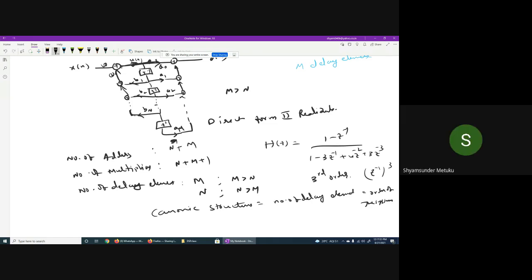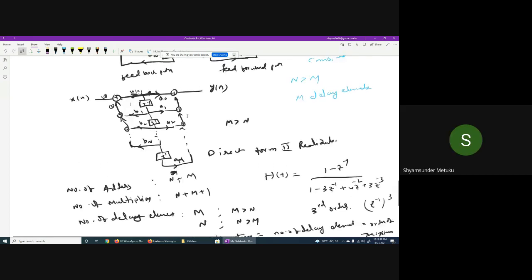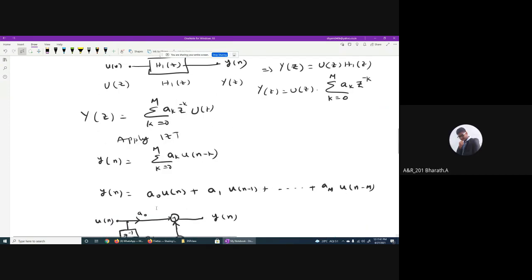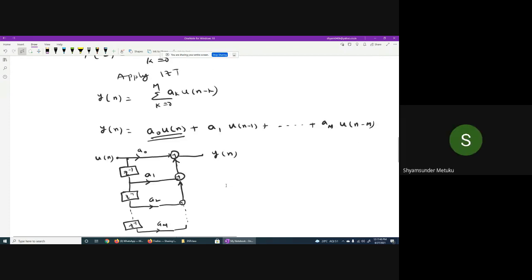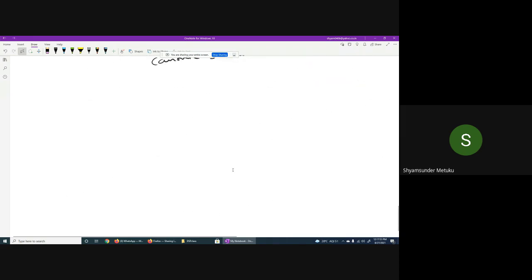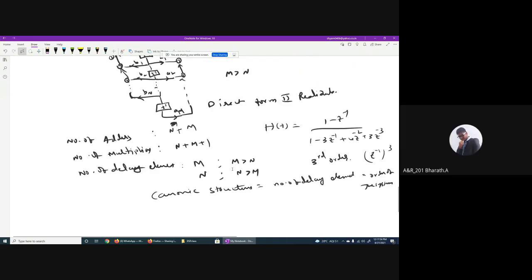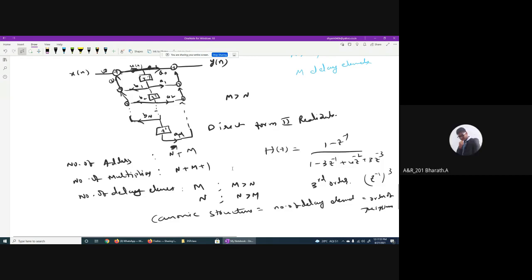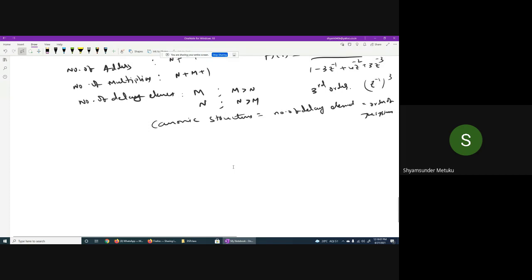Up to here this is u of n, it is fine, but coming to the y of n, u of n must be multiplied with a naught, no? We have seen it in the previous case. So finally we got the direct form 2 structure realization. Actually, there is no delay. That's why a naught is multiplied directly with u of n only.